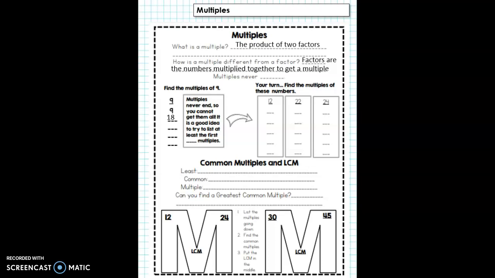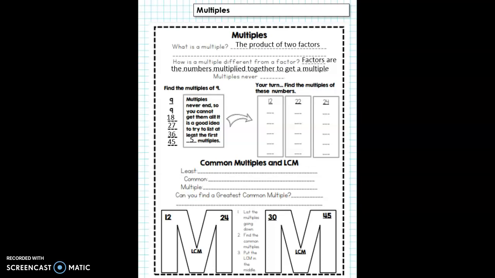Multiples never stop. Find the multiples of 9. 9, 18, 27, 36, and 45. Multiples never end, so you cannot get them all. It is a good idea to try to list at least the first 5 multiples.